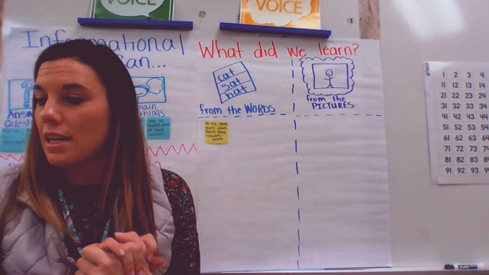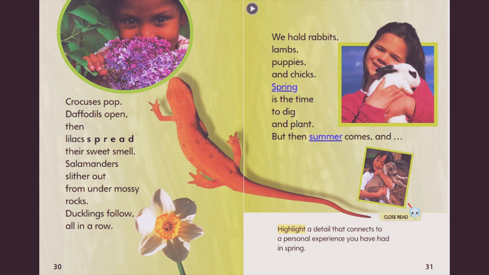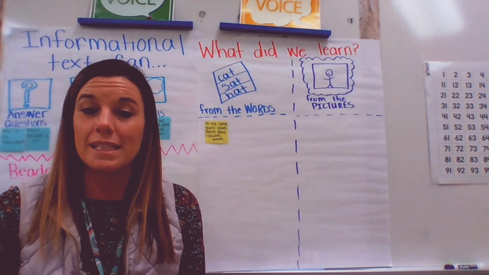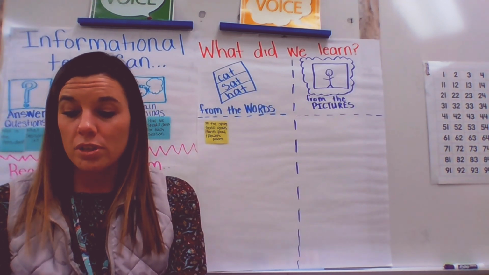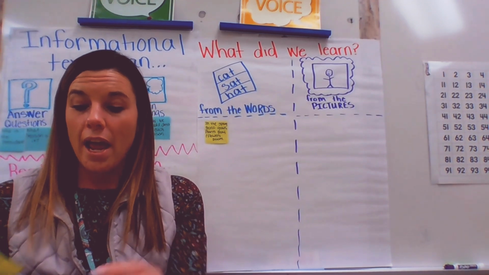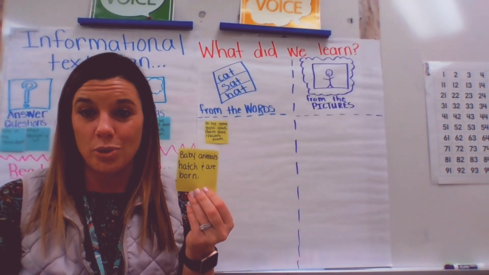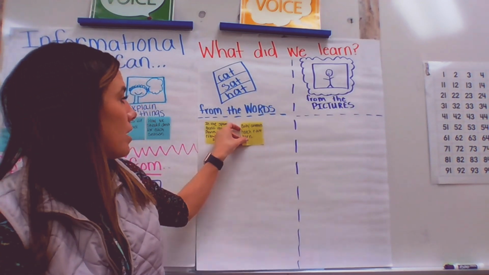On the next page it says, crocuses pop, daffodils open, then lilacs spread their sweet smell. Salamanders slither out from under mossy rocks. Ducklings follow, all in a row. We hold rabbits, lambs, puppies, and chicks. Spring is the time to dig and plant, but then summer comes. And before we continue on, let's keep adding to our chart. So for those words, we learned that baby animals hatch and they're born in the spring, aren't they? So I'm going to put that, we learned that from the words.